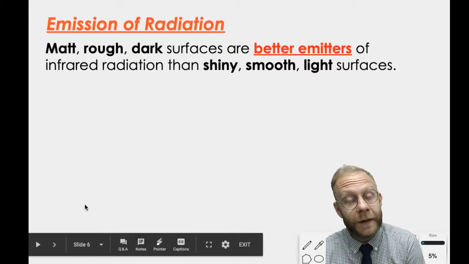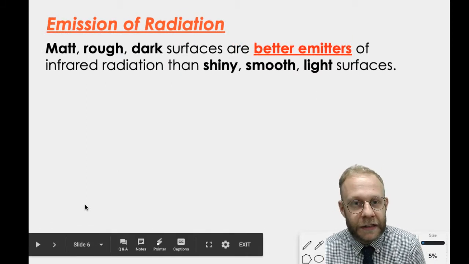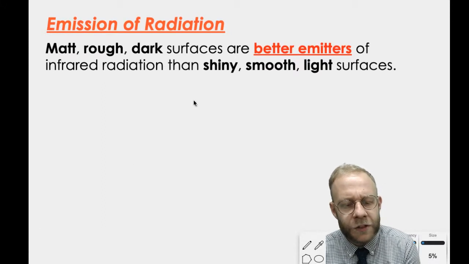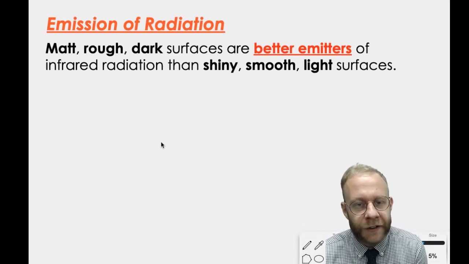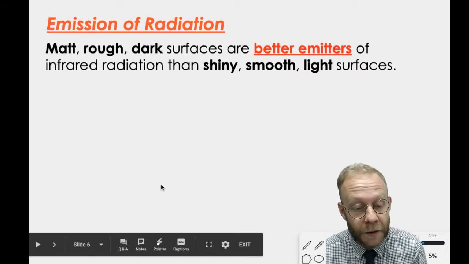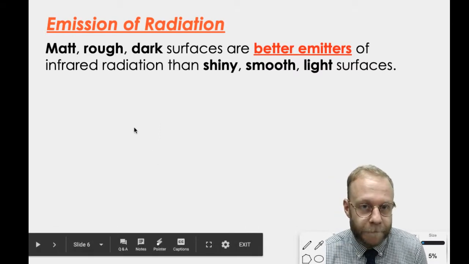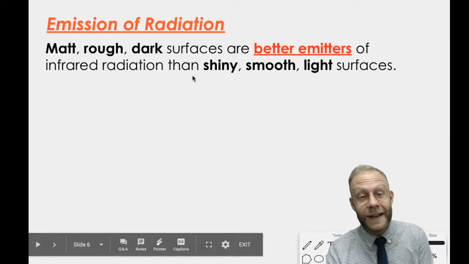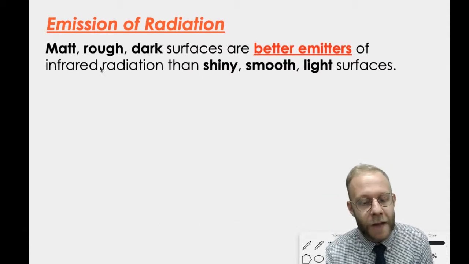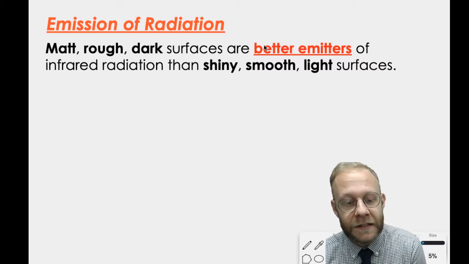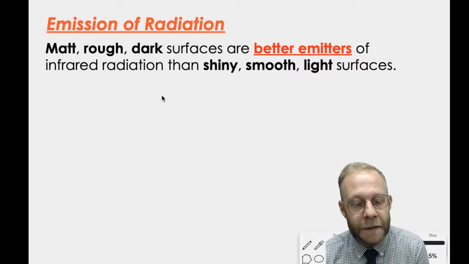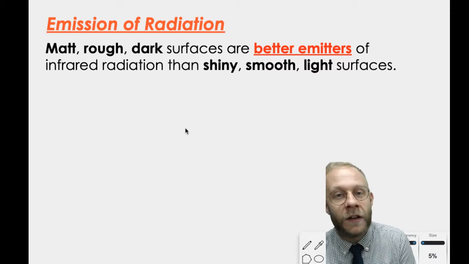Now, if we have a think about emission of radiation, this is where a lot of people get mixed up, because a lot of people accept that a dark surface absorbs radiation well, and so to emit it, it must be the opposite. Well, actually, that's not true. It's the same. Matte, rough, dark surfaces are also the best emitters of radiation. They're better than shiny, smooth, light surfaces.